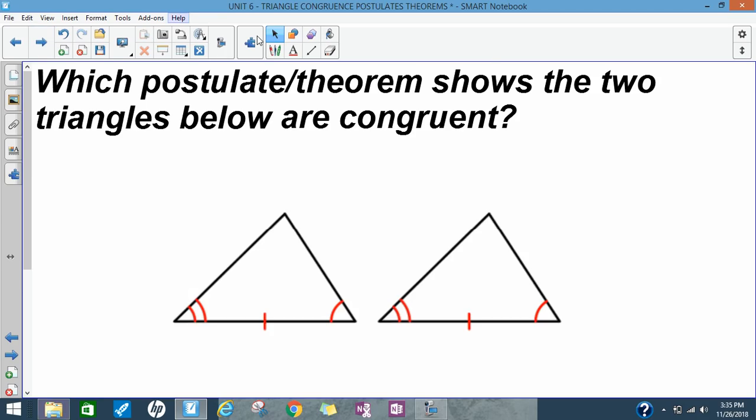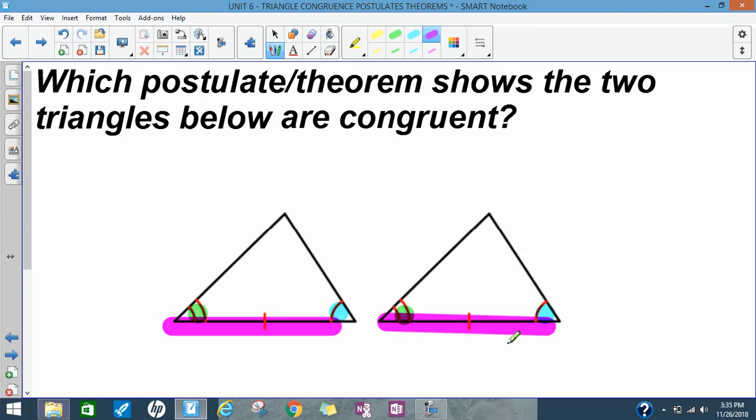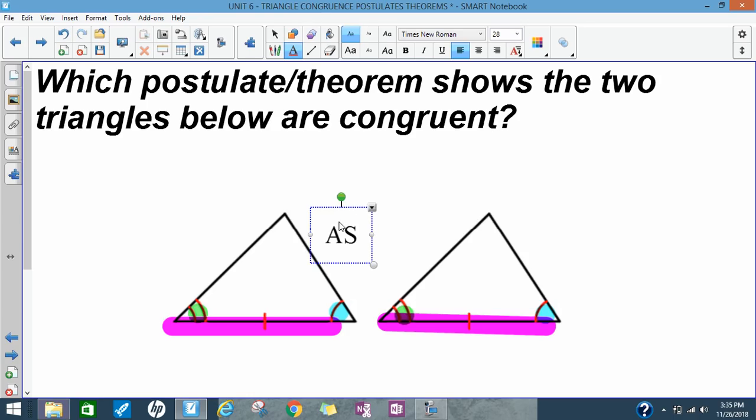We'll try one more. Here I have that pair of angles congruent, the second pair of angles congruent, and last I have a pair of sides congruent. And notice that the pink or the purple side is between the green and the blue dot in both of those, and so that's when this becomes angle side angle.